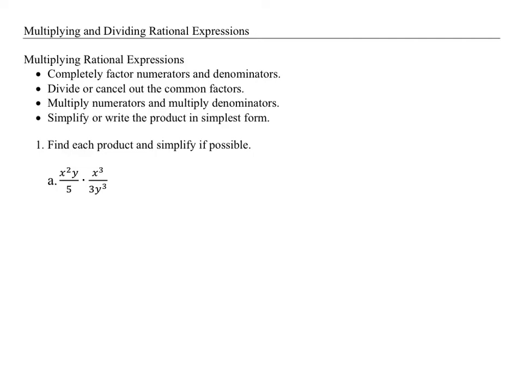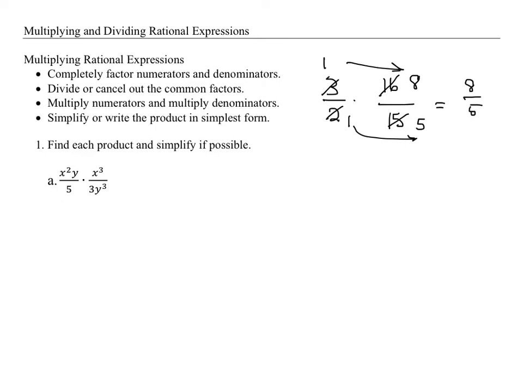Now recall, when you were multiplying fractions, you would have something like 3/2 times 16 over 15. 2 goes into 2 once, 2 goes into 16 8 times, 3 goes into 3 once, 3 goes into 15 5 times, and you multiply your tops, multiply your bottoms, so you're going to get 8 over 5. Done.